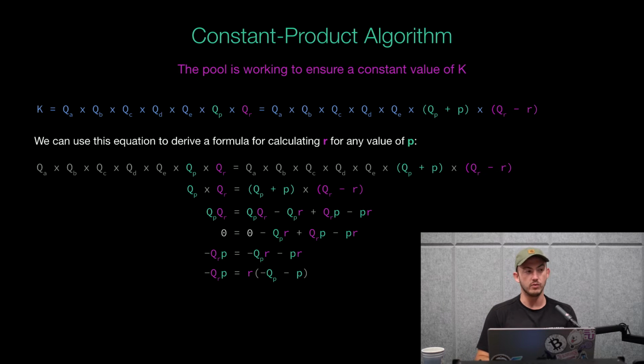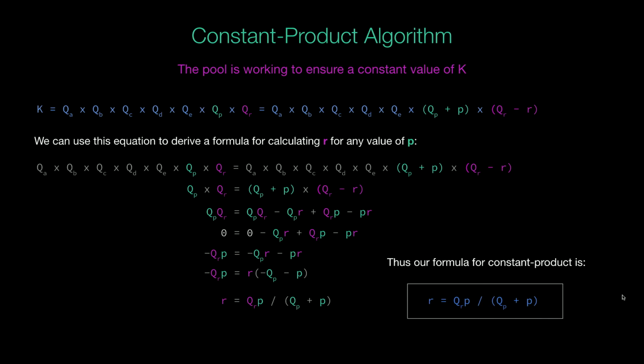And keep in mind, we know the current quantity of QR, we know the current quantity QP, and we know what P we're offering. So we can get this formula right here, and this is our constant product algorithm that our program is going to be built to use. And it's really that simple.